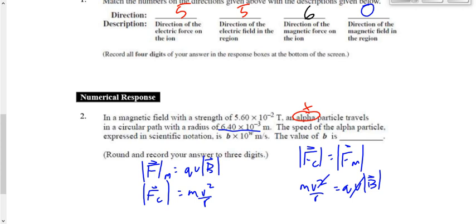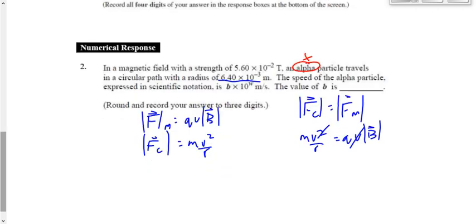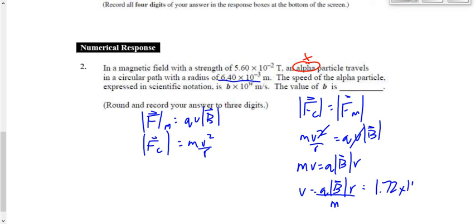One of the v's cancels. Solving for v, the speed of the particle, the r goes up and the m goes down. Becomes qBr over m. Now we sub our numbers in. Make sure you make the charge of the alpha particle 3.2 times 10 to the minus 19, and then, of course, the mass is 6.65 times 10 to the minus 27. When I do that, I get 1.72 times 10 to the 4 meters per second.